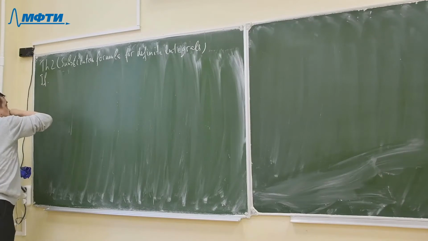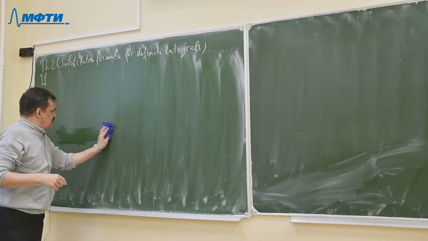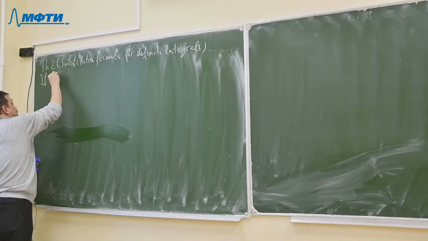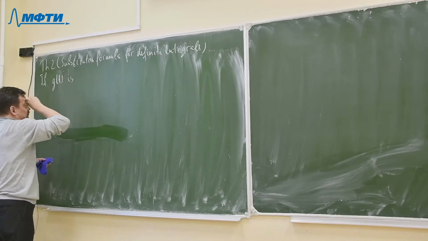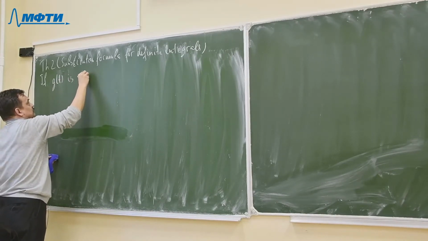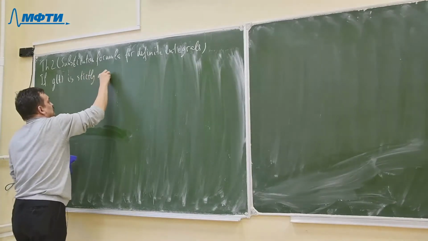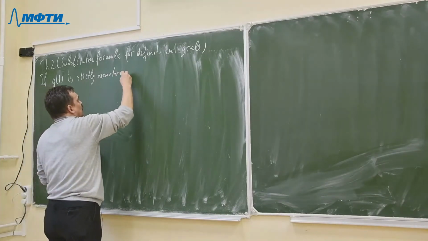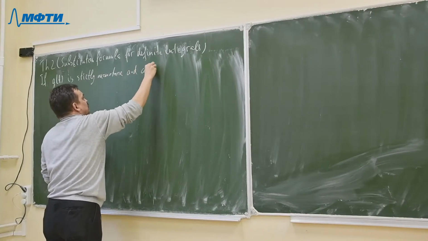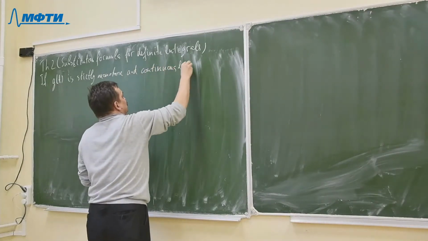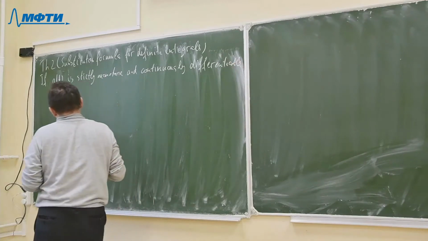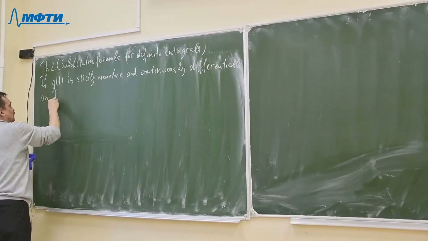Okay, let us consider the simplest way. g(t) is strictly monotone and continuously differentiable on [alpha, beta].